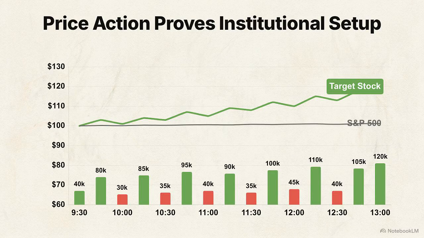Zooming in on the price action, check the volume bars at the bottom. They surge tall and green as the price climbs, and then immediately shrink on the red pullbacks. That specific pattern is the footprint of aggressive institutional buying.